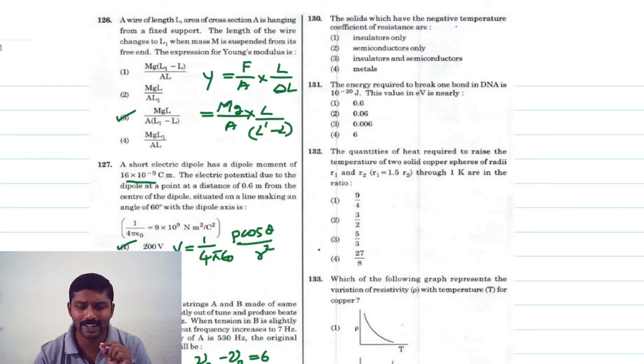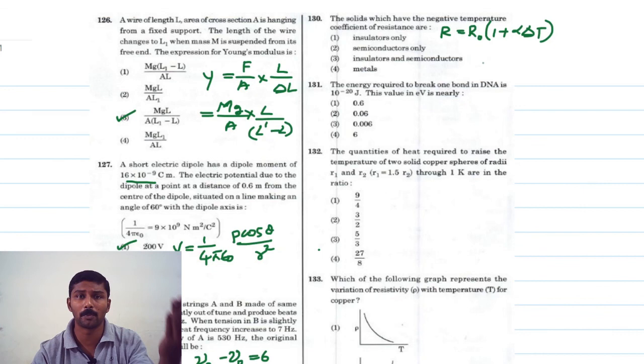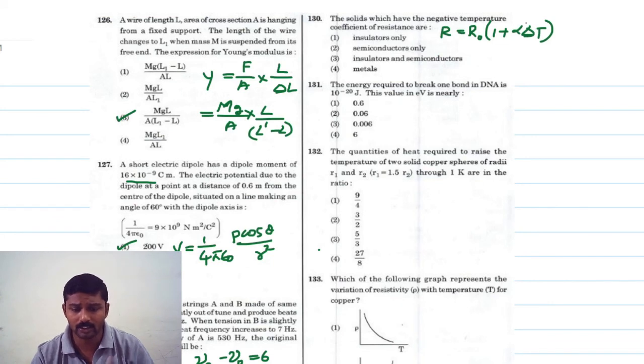The solid which has a negative temperature coefficient of resistance: you already know that a negative temperature coefficient is only applicable for semiconductors. In all other cases, the resistance equation is R = R0(1 + alpha delta T). As temperature increases, resistance for metals increases. Insulators are already infinite. For semiconductors, as temperature increases, resistance decreases, and to get that, alpha has to be a negative value. So it is for semiconductors only.